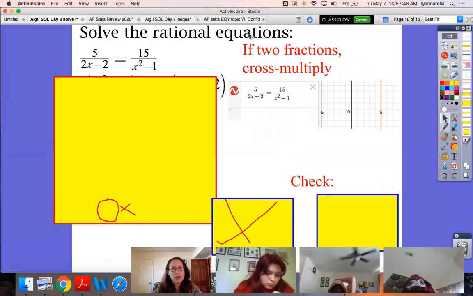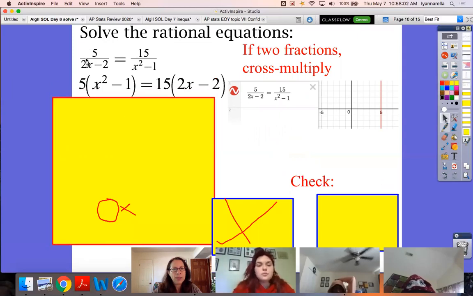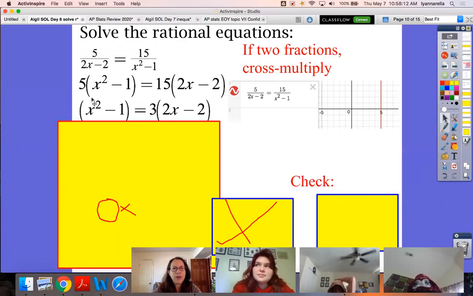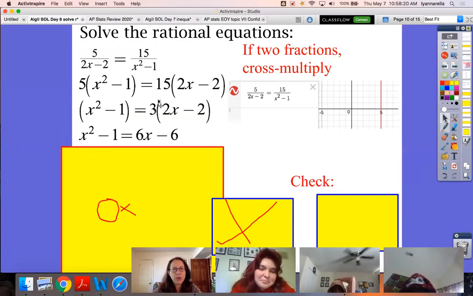Okay, this is a rational equation, so now we're leaving radicals. These were radicals. Now we're going to rationals. This is a rational equation where you have fractions, and they're equal. So when it's one fraction equals another, you just cross multiply. That means 5 times all of this in parentheses equals 15 times all of this in parentheses. Now, when you divide both sides by 5, because 5 goes into 5 and 5 goes into 15, 1 comes here and 3 comes here. And now I can distribute through. So 3 times 2x is 6x, 3 times -2 is -6.